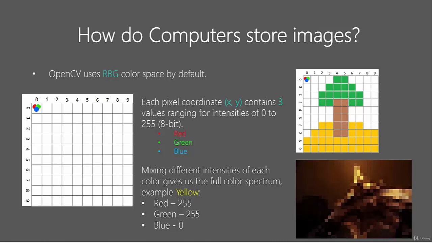So how do computers store images? Now there are many ways this can be done. However, we're going to look into the default method utilized by OpenCV, which is RGB. RGB stands for red, green, and blue.